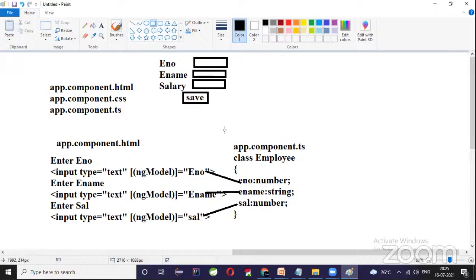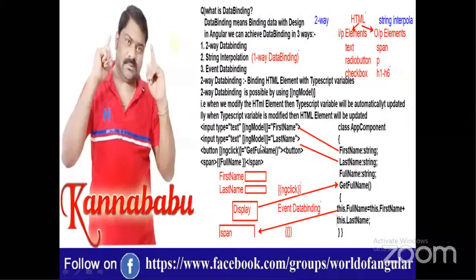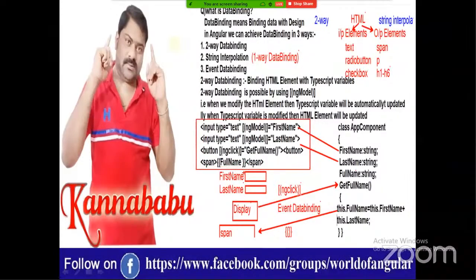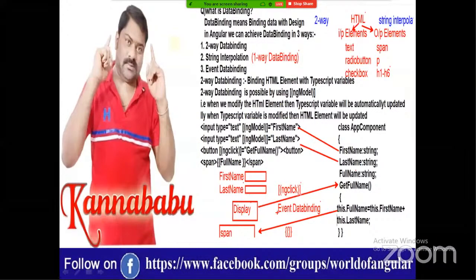And string interpolation is there. String interpolation can be achieved by using double braces. If you observe this example, you can see enter first name and last name, click on button. So whenever the user clicks on the button, I want to display the full name. So here I have declared 2 variables, first name and last name, and I'm mapping these TypeScript variables with my HTML elements by using ngModel. This is two-way data binding. So when the user enters the values in the text boxes, automatically these values are saved in the variables, and vice versa.